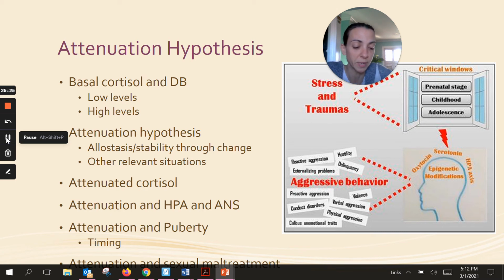Attenuation and sexual maltreatment: basal cortisol levels increased steadily from middle childhood into early adulthood for those who had experienced sexual maltreatment. The rise was less steep than in non-abused girls, and this shows that girls who are sexually abused have neuroendocrine alterations characterized by low activity. So, very similar to those who have disruptive behaviors, those who have experienced sexual maltreatment also have lower basal levels of cortisol.